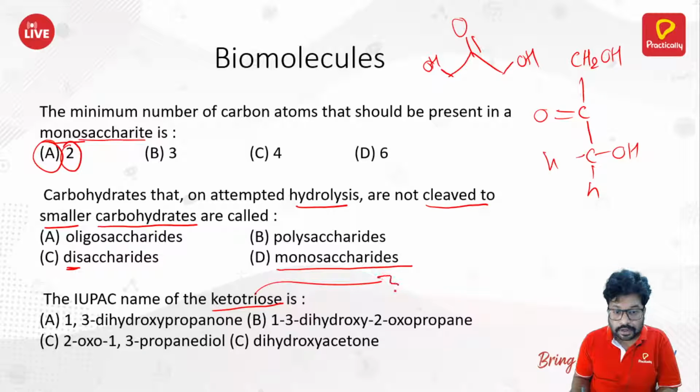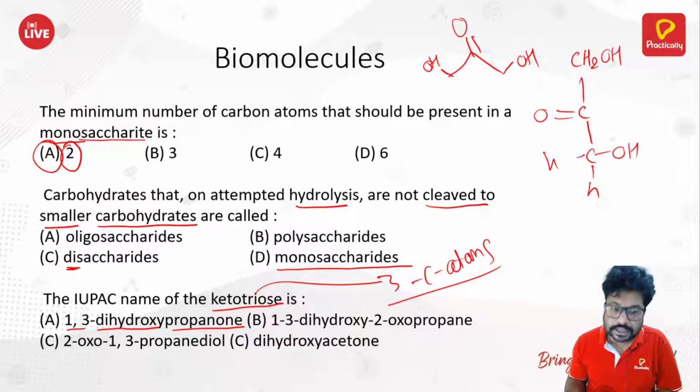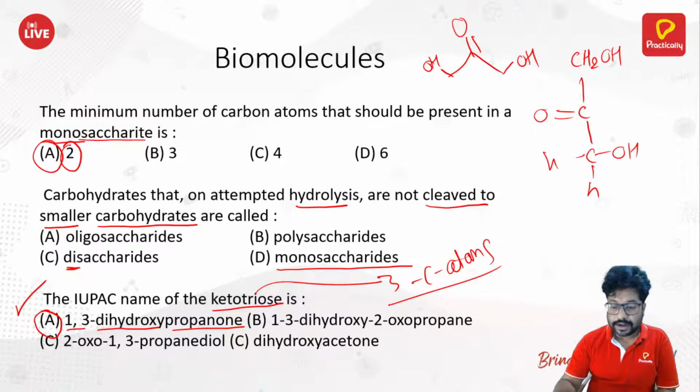Tri stands for 3 carbon atoms, and ose is the general name for sugars. So keto triose, what is the name of this? 1, 2, 3. 1, 3 dihydroxypropanone. Right? 1, 3 dihydroxypropanone. That should be its IUPAC name. That's how you can solve this kind of question. Okay. So moving ahead with this.